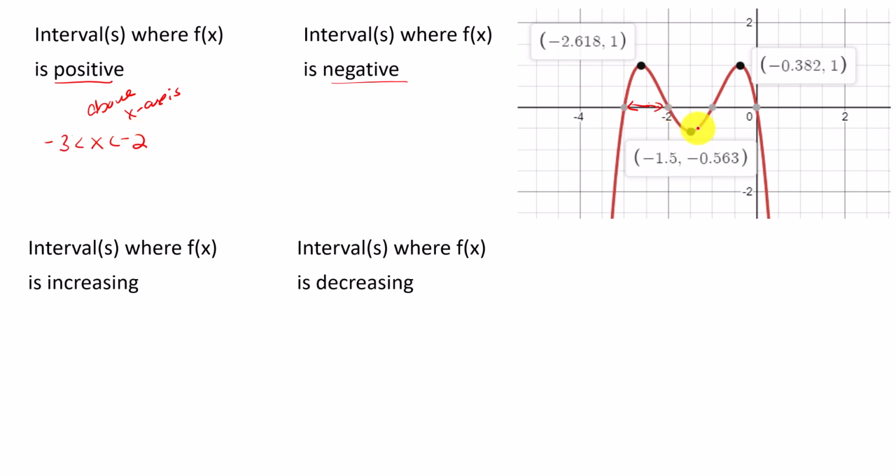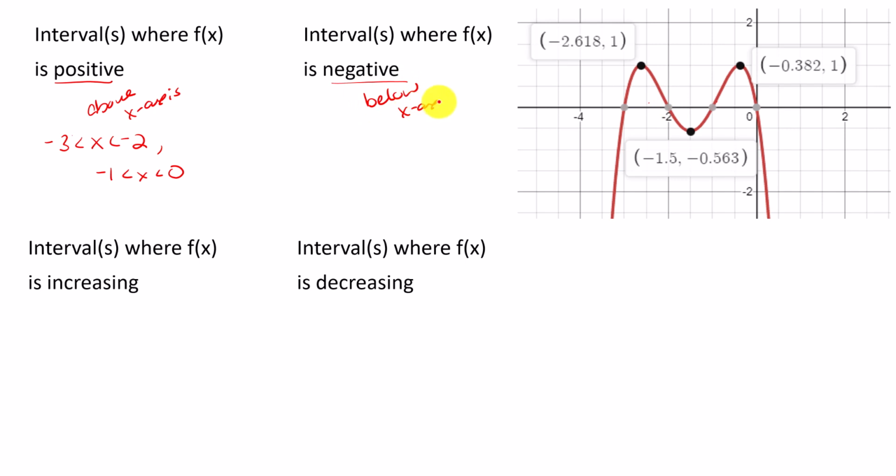And then I'm below the x-axis, but over here, right after this point, I'm above the x-axis again in this area, so between those 2 points. So it's also above the x-axis from negative 1 to 0. Those are the two intervals where it's above the x-axis. So now, where is it below the x-axis? Because that's what negative is.